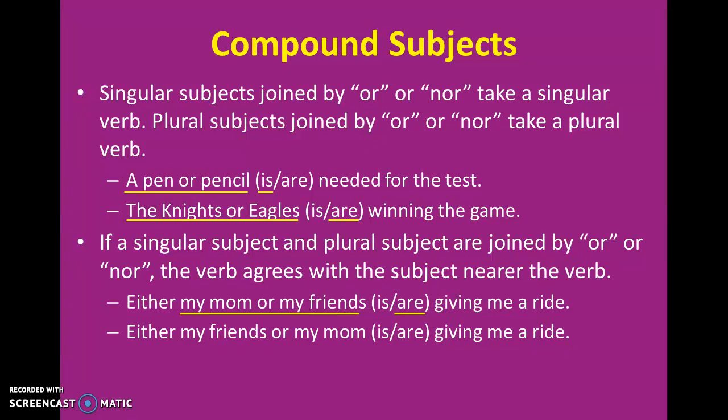So you'd say either my mom or my friends are giving me a ride. On the other hand, if you were to say either my friends or my mom is or are giving me a ride, now my mom, which is a singular subject, is closer to the verb, so you would use the singular verb of is. Either my friends or my mom is giving me a ride. Again, this is a tricky situation, but just keep in mind, if a compound subject is joined by or nor, whichever one is closer to the verb is the number that you use.